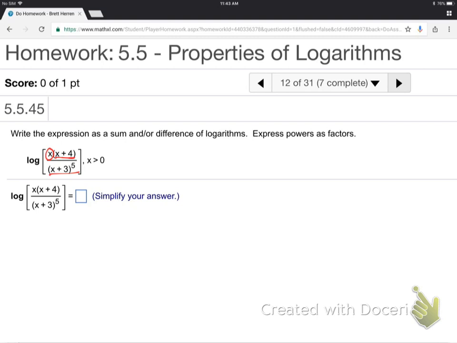Question, yeah. Does it matter that it's in brackets, not parentheses? Good question. No, brackets and parentheses are the same exact meaning, just different style. So it's totally the same. Good question.